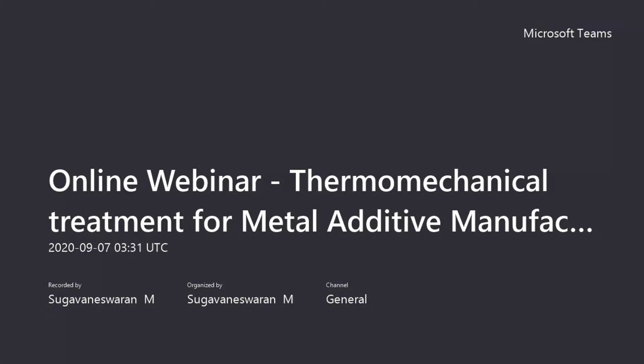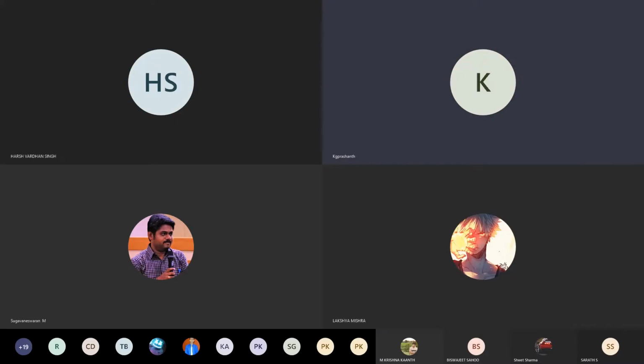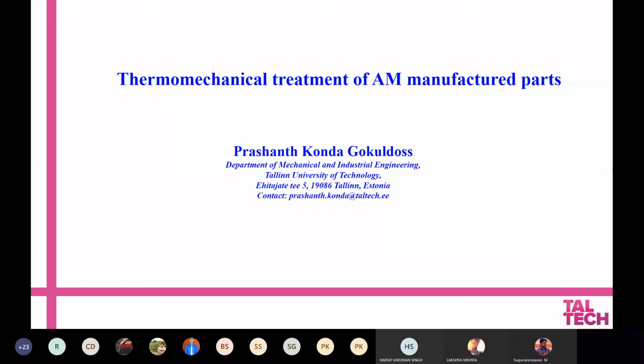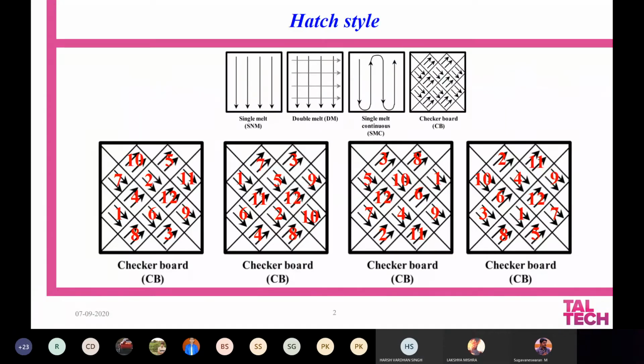Treatment is going to affect the mechanical properties or how it is going to modify the microstructure. And before we go to that topic, there was a question in the last session regarding the way in which we melt the samples, that is the hat style. We'll quickly see onto that and then we'll go into the thermal treatment.